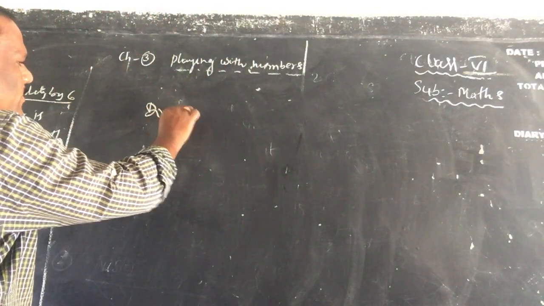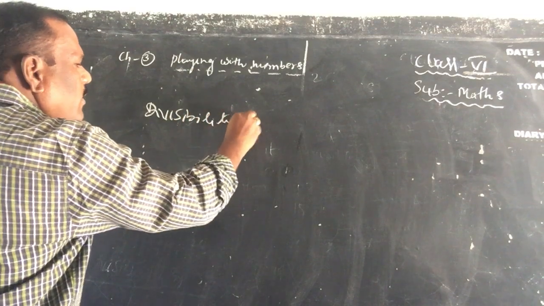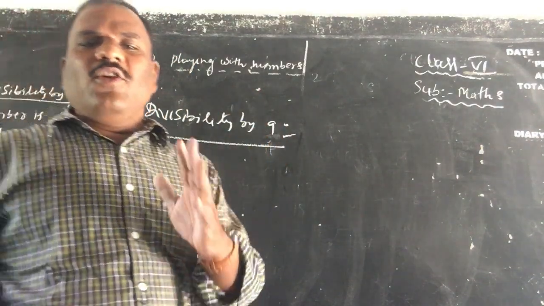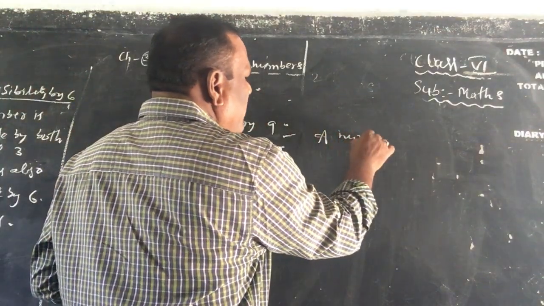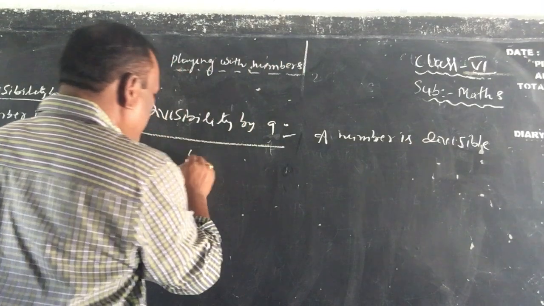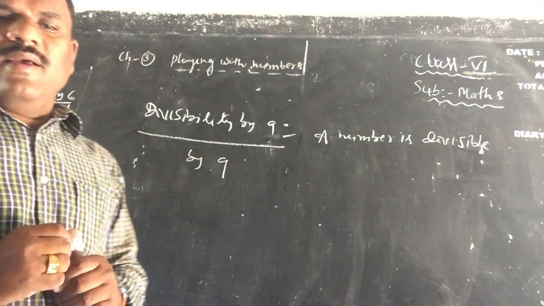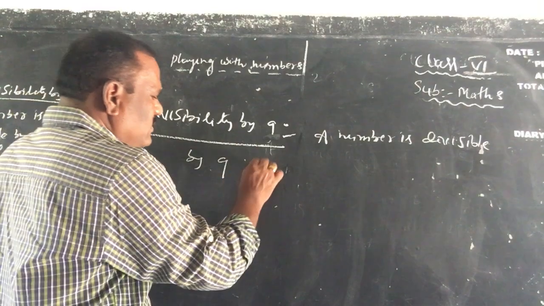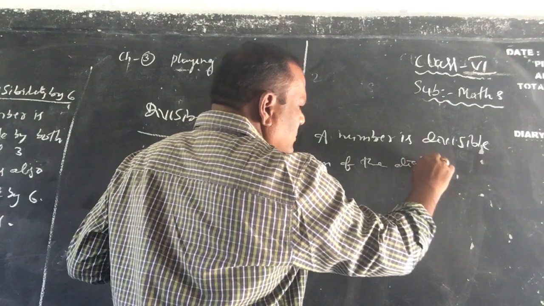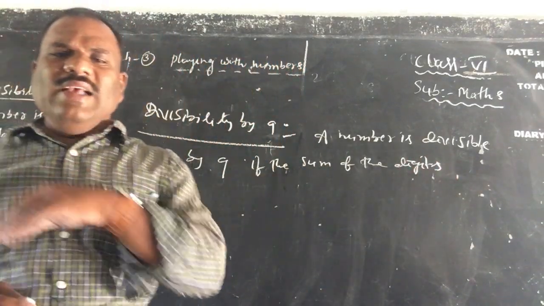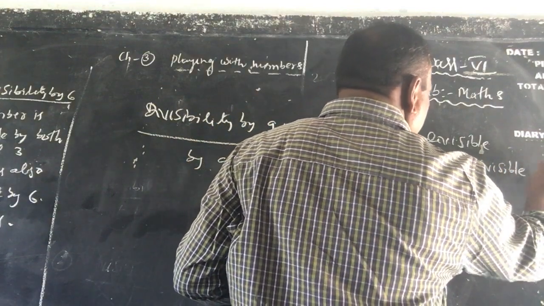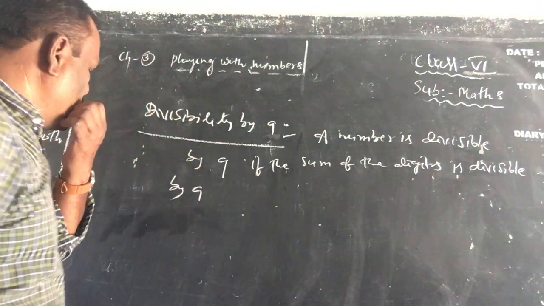Divisibility by 9. A number is divisible by 9 if the sum of its digits is divisible by 9. Okay, children, one example you can take.